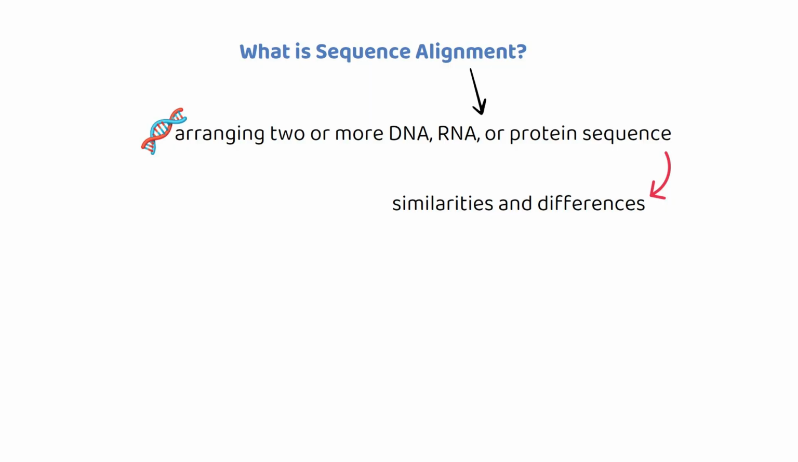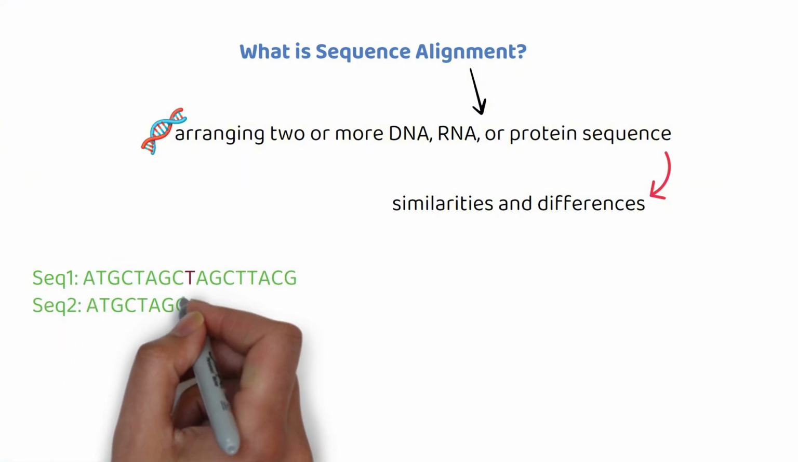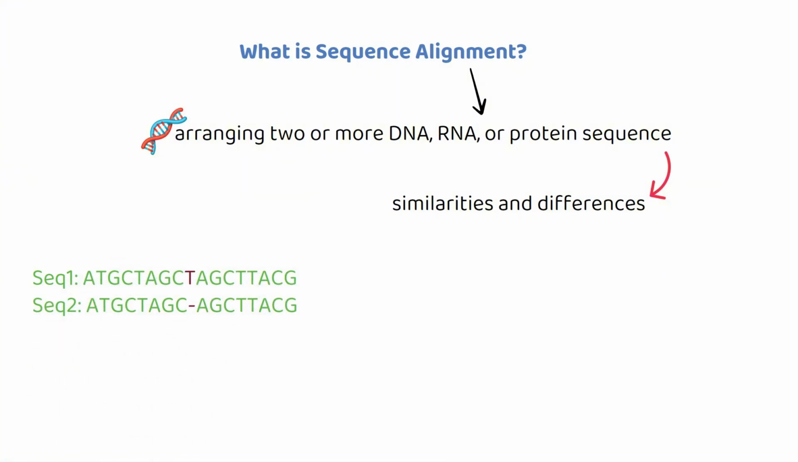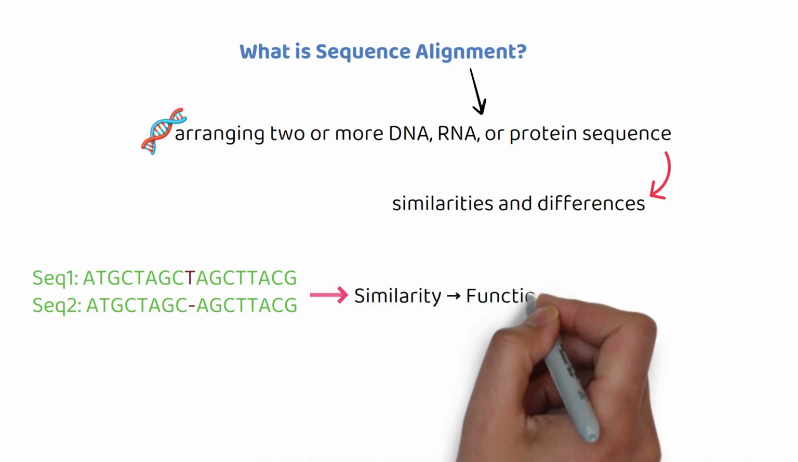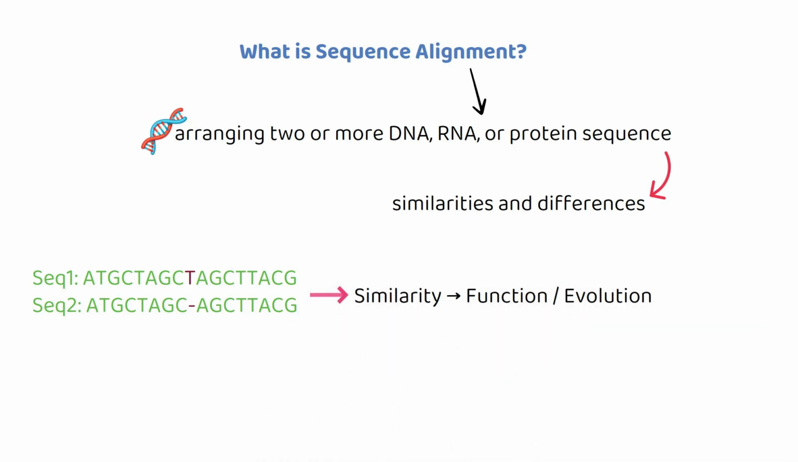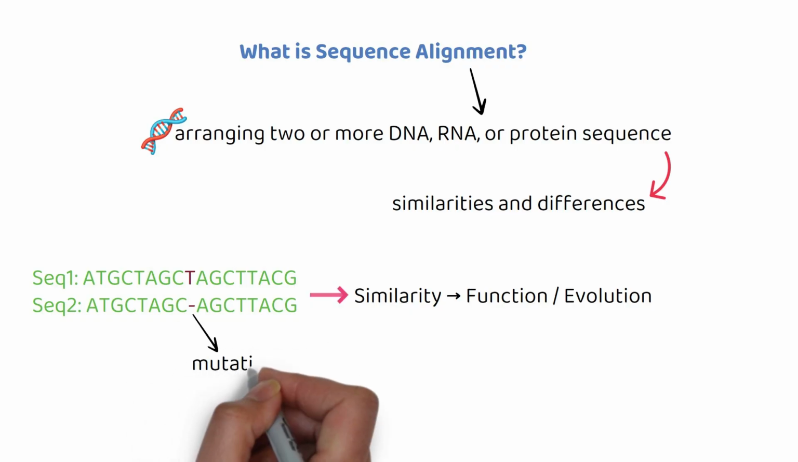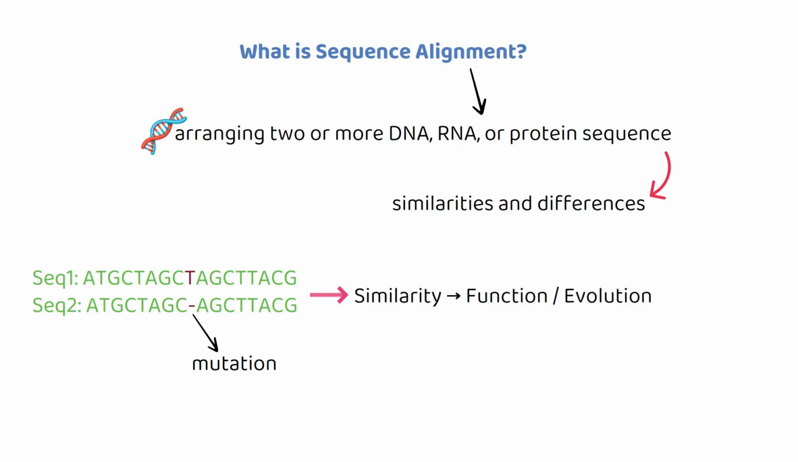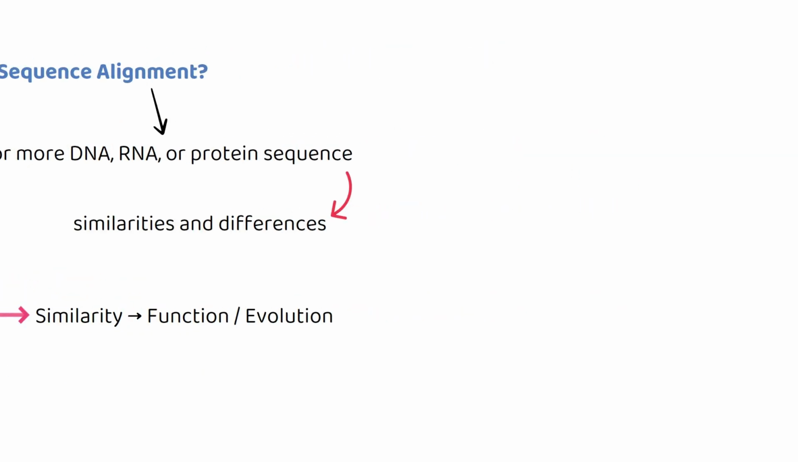For example, we have sequence 1 and sequence 2. Matches are highlighted in green and the gap is highlighted in red. As you can see here, most of the sequence is the same, but one small gap appears. That gap represents a mutation, an insertion or deletion that happened during evolution.